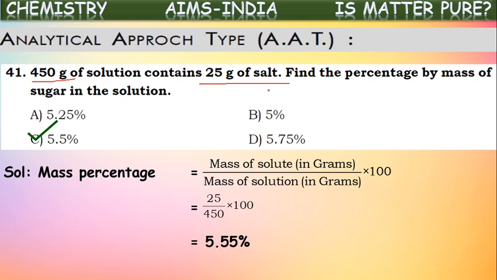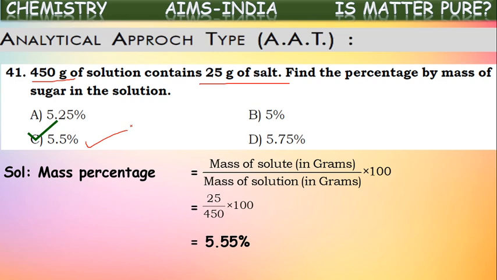Mass percentage equals mass of solute by mass of solution into 100. So solute mass is 25 grams, solution mass is 450 grams, into 100. So we get it as 5.5 percent. 5.55, because in the options it is given 5.5. So it will be the correct answer.